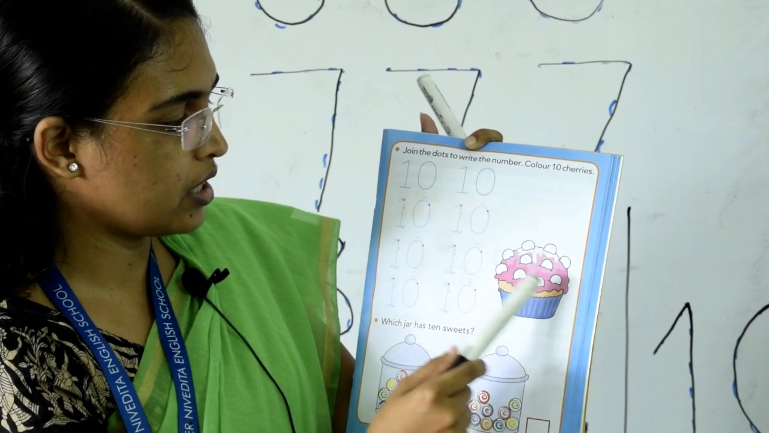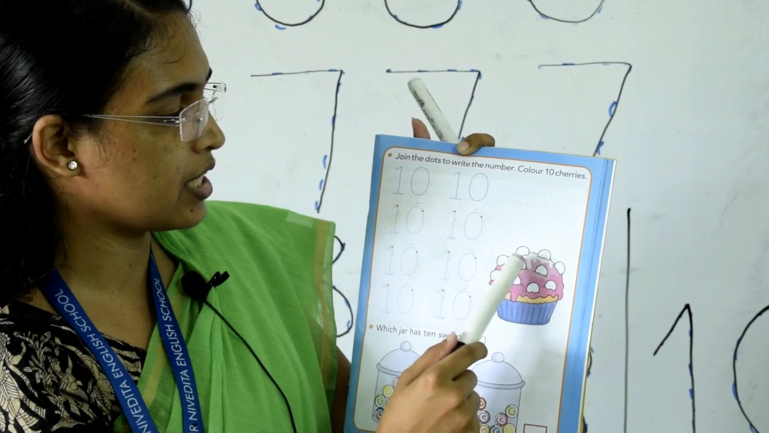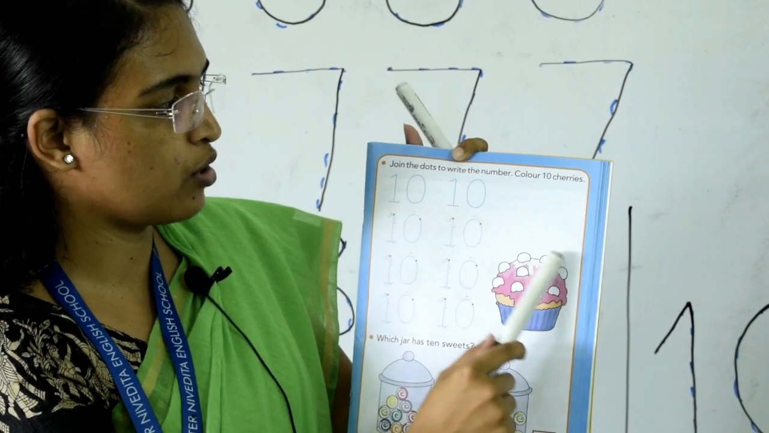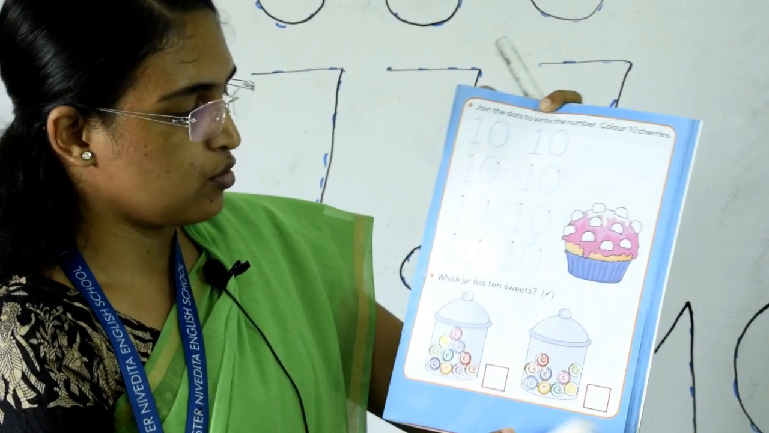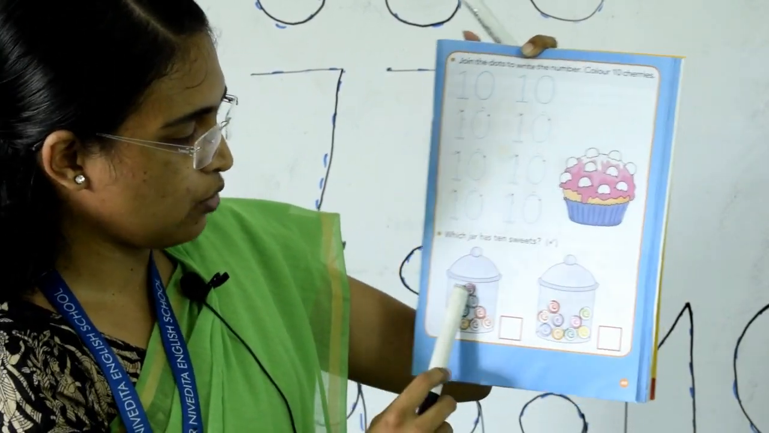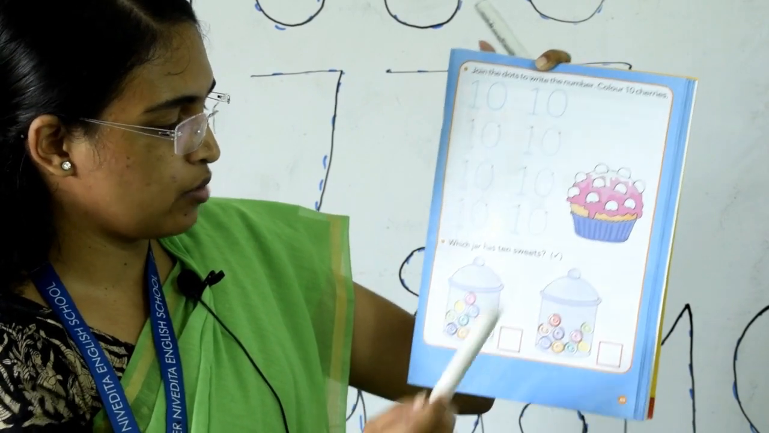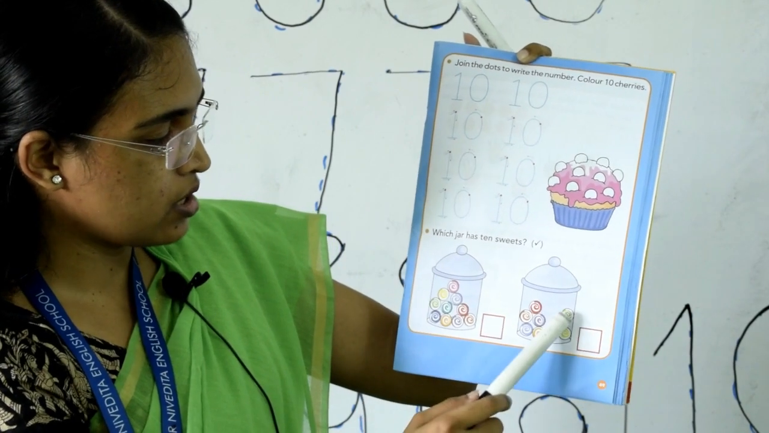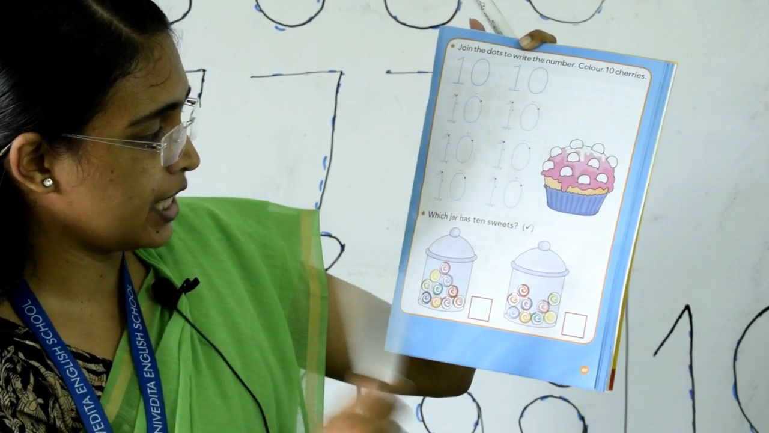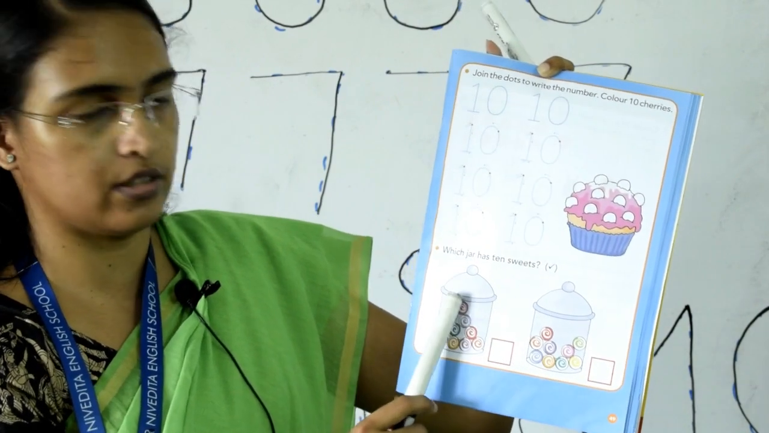How many cherries are there? 1 2 3 4 5 6 7 8 9 10 cherries. So you have to color these 10 cherries. Okay, so after completing this, what you have to do, you have to do this part. Which jar has 10 sweets? Now you have to count all the sweets in both the jars. Then you have to tick that jar which has 10 sweets.